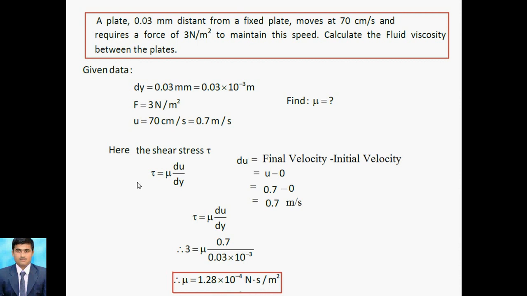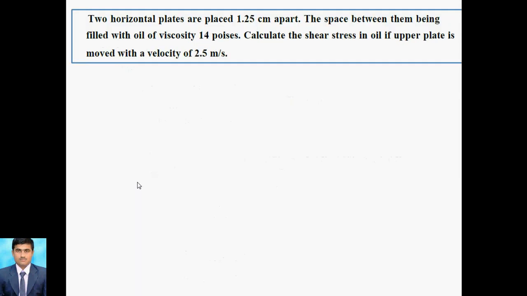So this is all about the first problem. Now we move to the next problem. Two horizontal plates are placed 1.25 centimeter apart, and the space between them is filled with oil of viscosity 14 poise. Poise means mu is given in the CGS system unit, so we convert into SI unit. If you divide by 10, it converts into SI unit, Newton second per meter square.